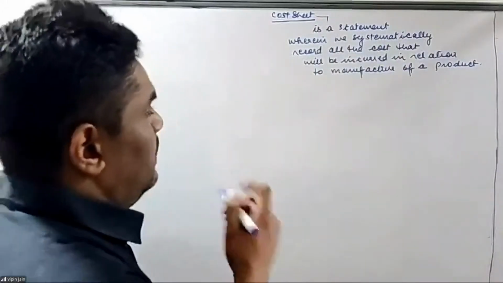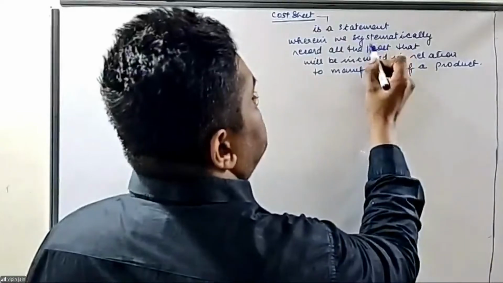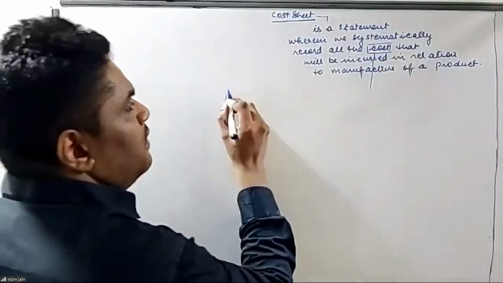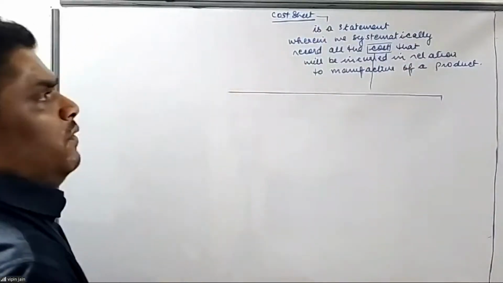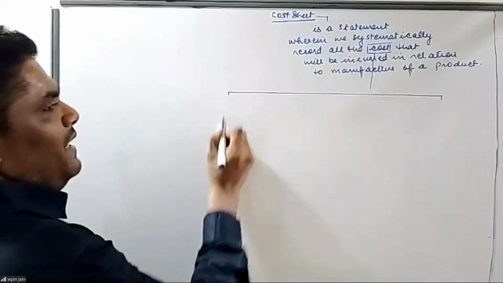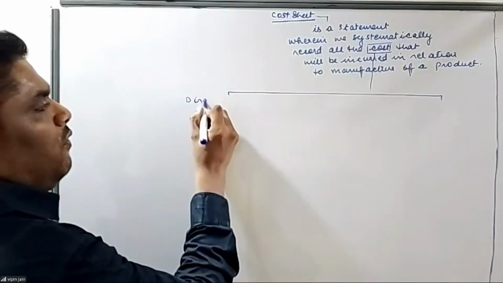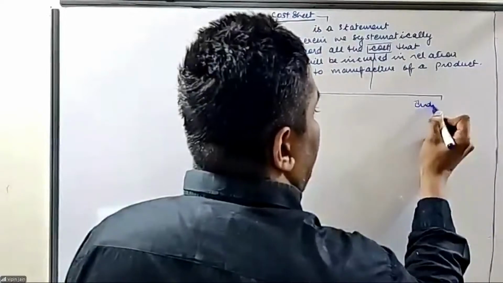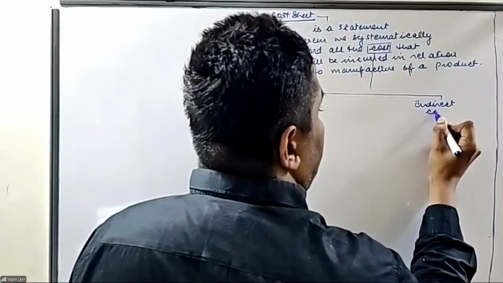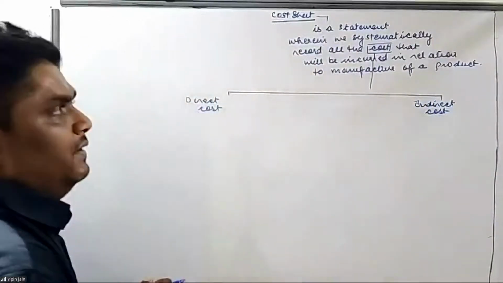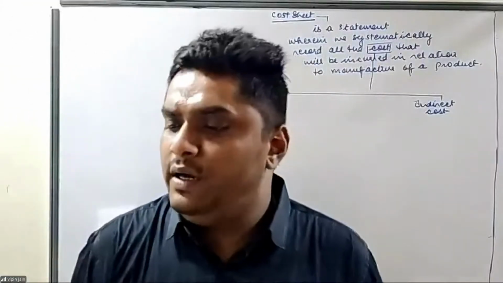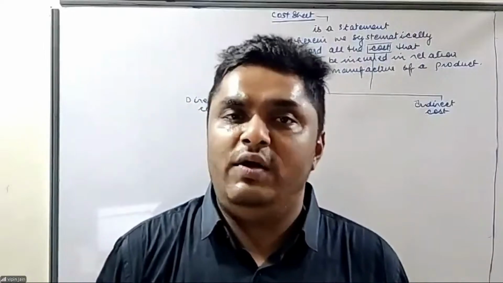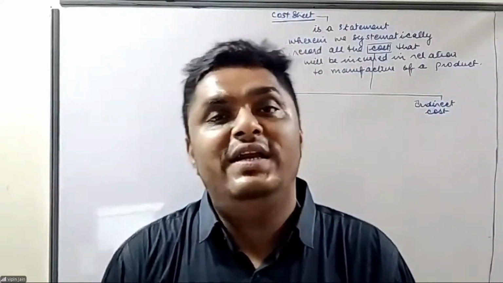Now, when talking about the cost of a product, cost can be classified in 2 parts, that is direct cost and indirect cost. Can anyone tell me what is direct cost and indirect cost?